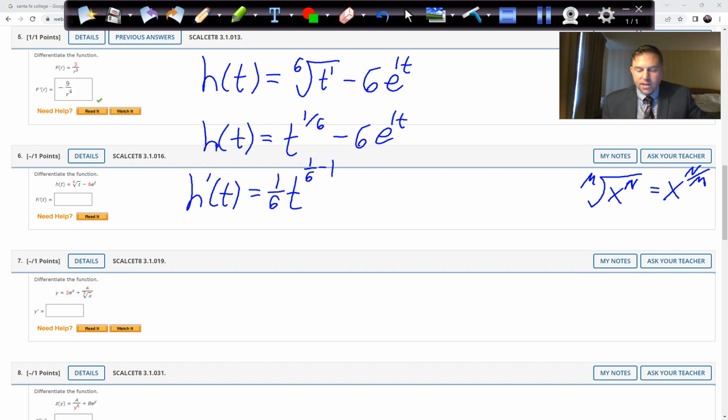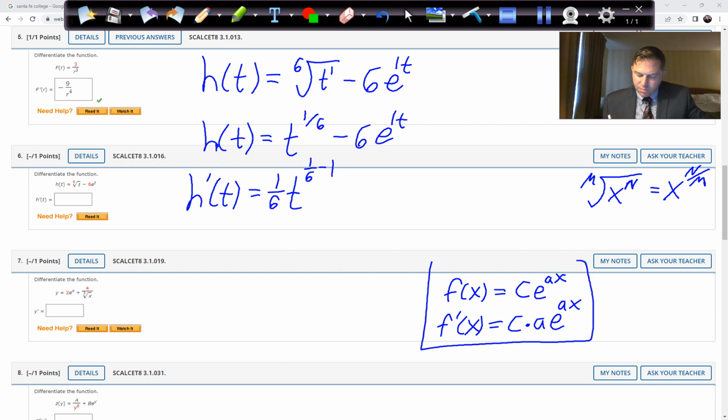But now how do we handle exponents, or e raised to something? So if we have, let me write this down here, the function some constant times e raised to another constant times x, the derivative of that is c times a e to the ax. So the exponent function is unique in that you don't subtract 1 from the power. So this part is going to stay exactly the same.